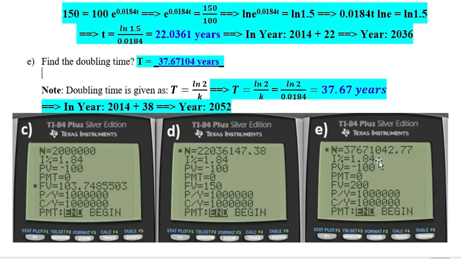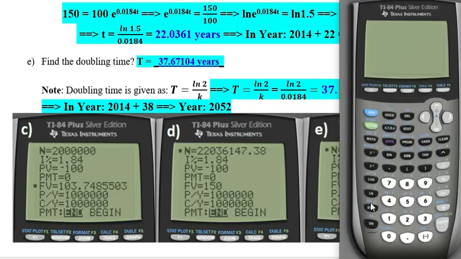Here the rate is 1.84. The initial population is 100. It is going to double to 200 million. P over Y is 1 million. C over Y is 1 million. Then when you go to N, do alpha solve, it's going to be 37.67 million. And when you divide this by a million, that is 36.67 years.